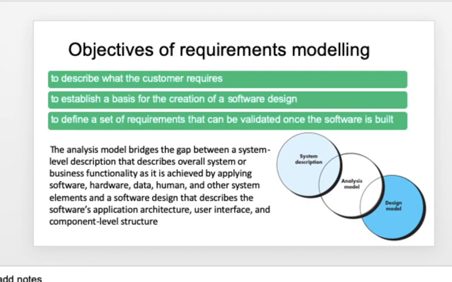So if you look at the overall objectives of requirements modeling, they are used to describe what the customer requires. They are used to establish a basis for the creation of software design, and they define a set of requirements that can be validated once the software is built.